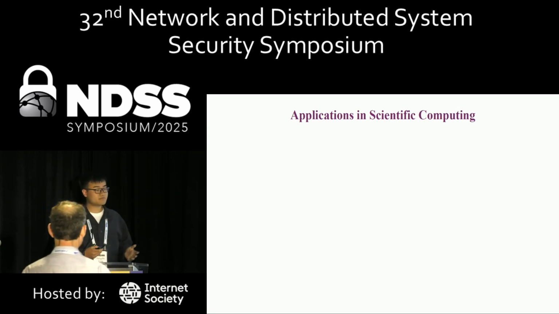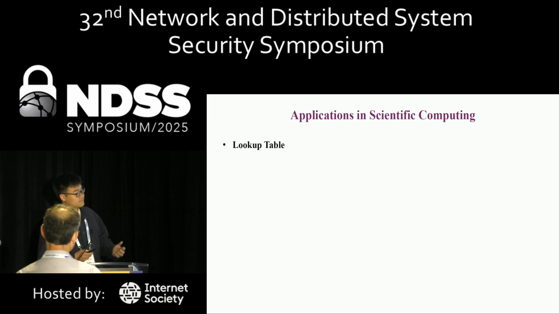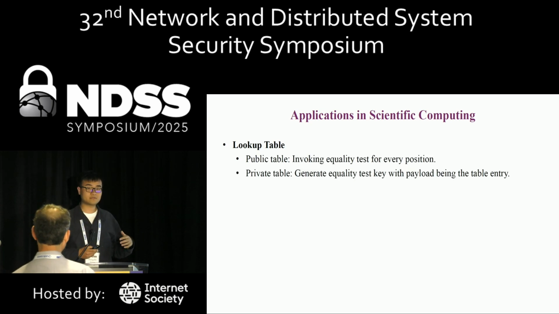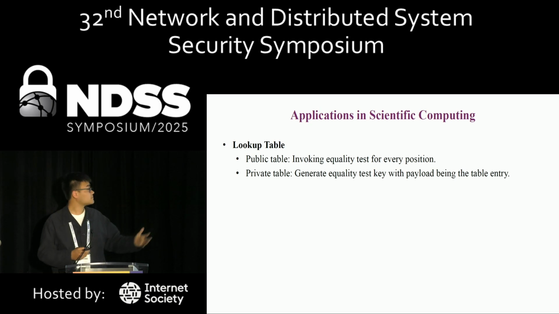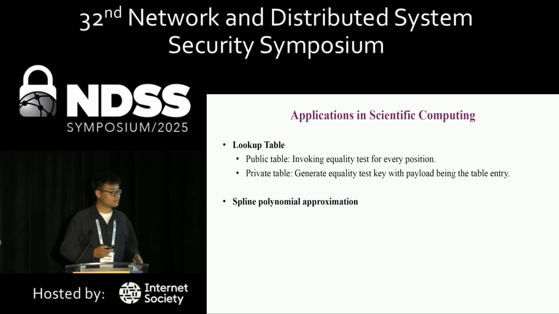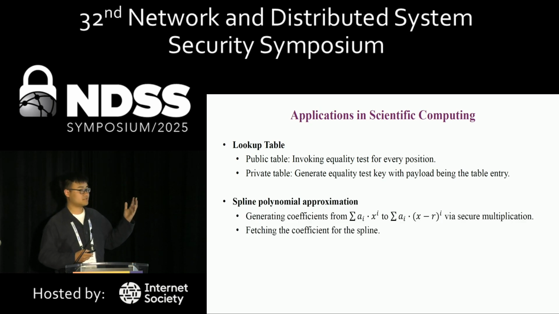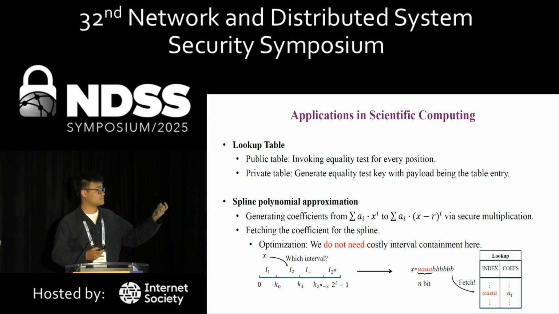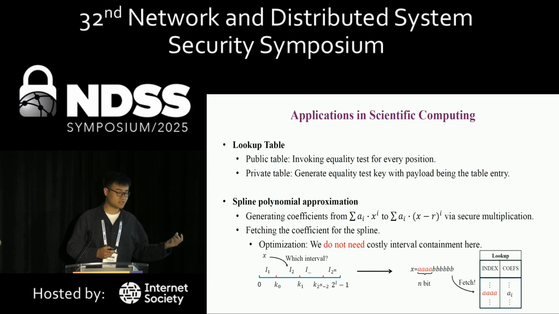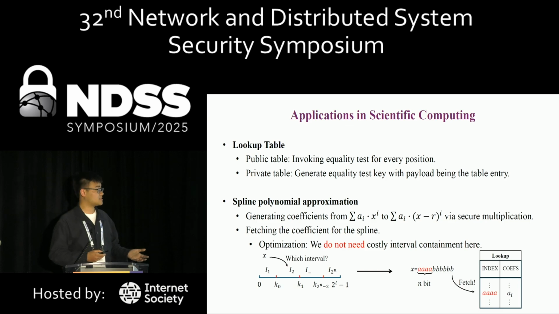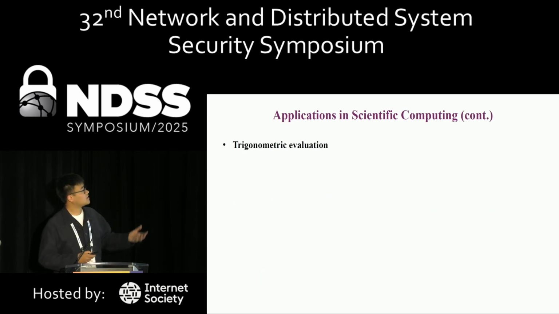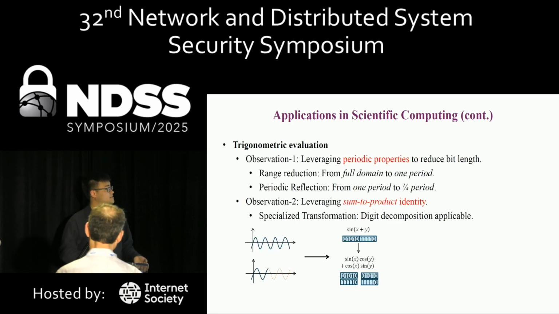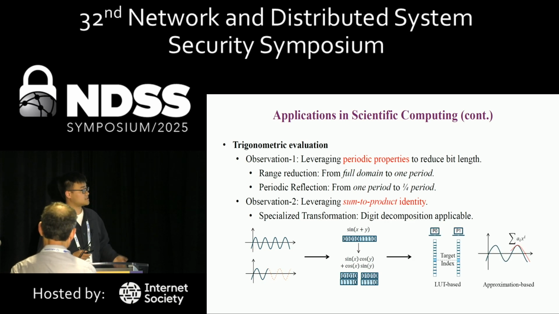So let's go to the final part, the application in scientific computing. First, we propose two efficient functionalities for the lookup table, and for the polynomial approximation, by the DPF and DCF building blocks. And during the approximation, we have to calculate this under truncated bits, so that we do not have to face the large bit performance cost caused by the input. And finally is the trigonometric evaluation. Here we use the periodic properties and the sum-to-product identity to complete the computation.